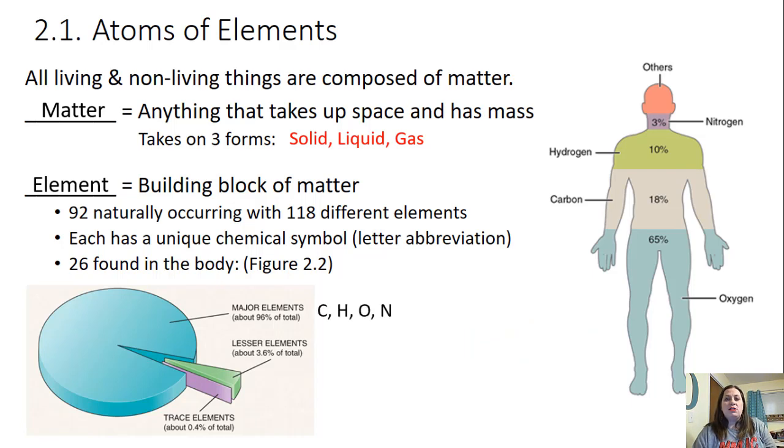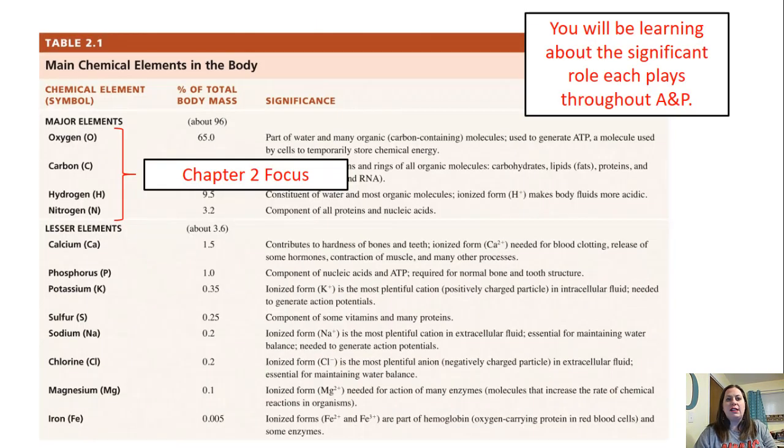So the major elements are going to consist of carbon, hydrogen, oxygen, and nitrogen. Your lesser elements are going to be things like calcium, phosphorus, potassium, sulfur, sodium, chlorine, magnesium, and iron. So these are going to make up your major elements as well as your lesser elements. If you take a look here at this table, you're going to see that we're going to focus mostly on oxygen, carbon, hydrogen, and nitrogen. However, you can also see the lesser elements are listed here and what they are important for.